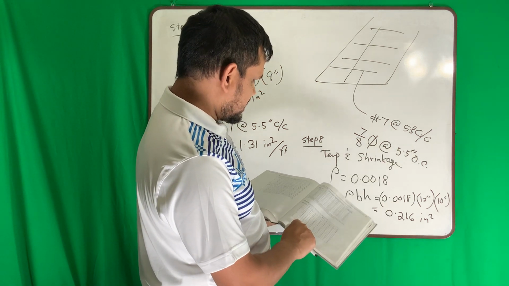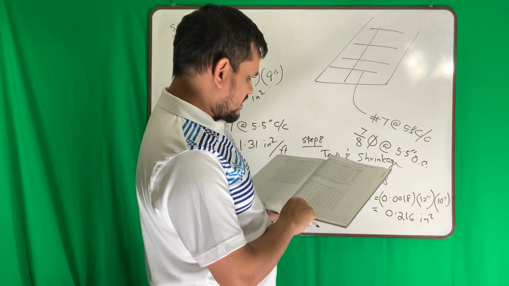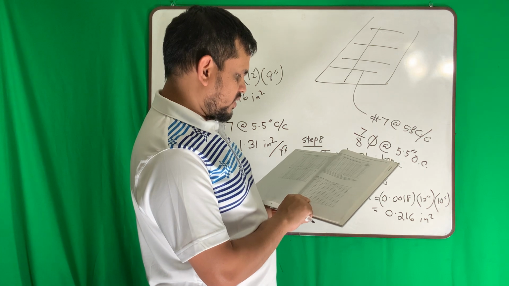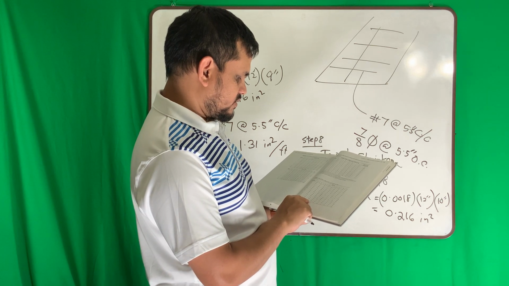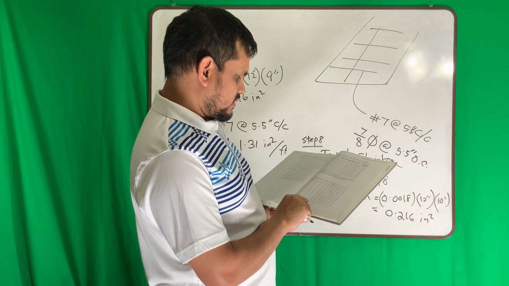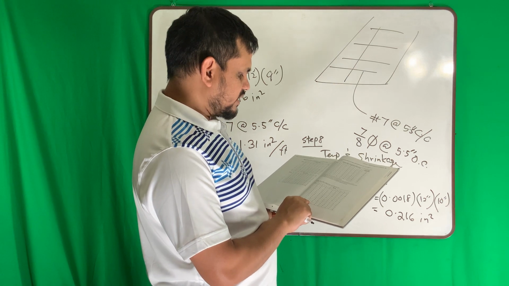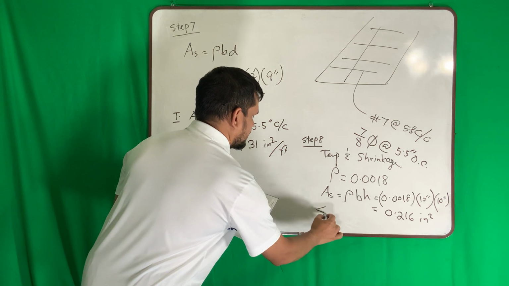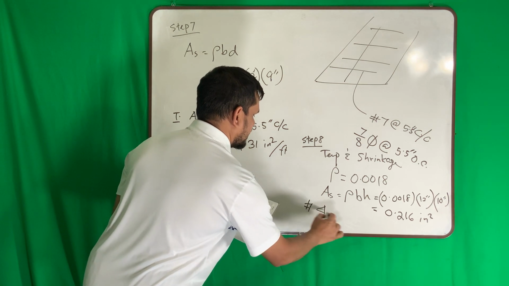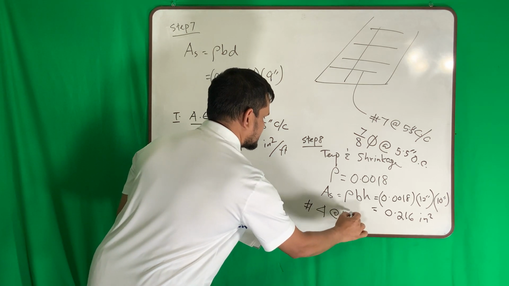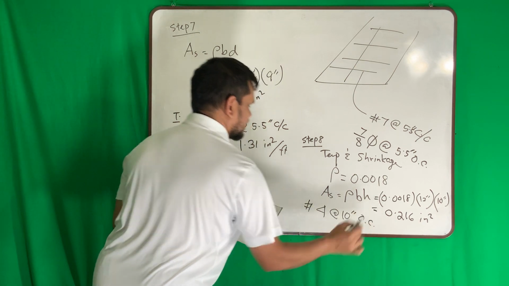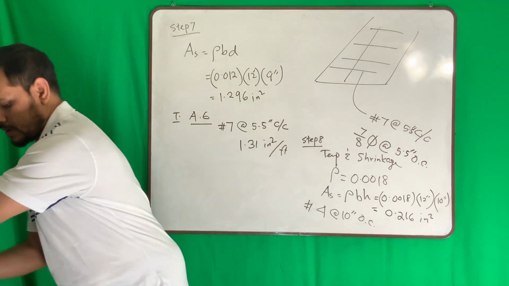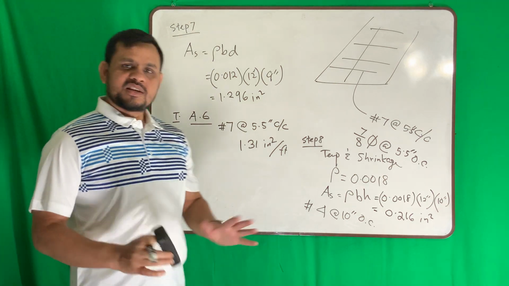216, right? 216. That is a better. There is no other. 0.24. I think that is the best option. Number 4 bar at the rate of 10 inch on center. That is a better option. Okay, so we are done. So design is almost done.